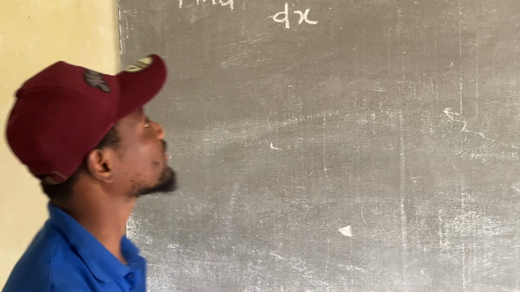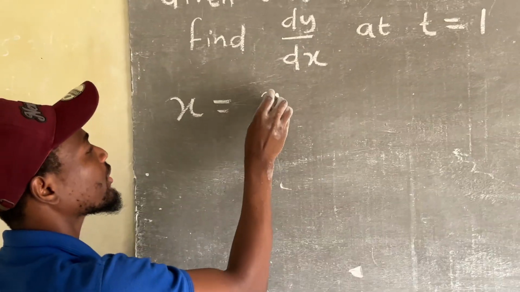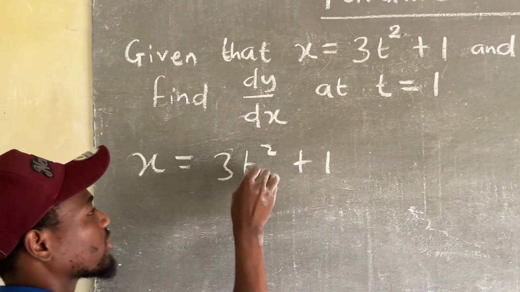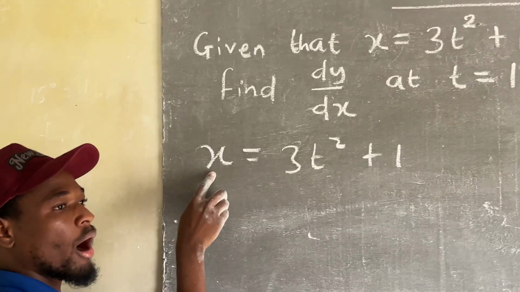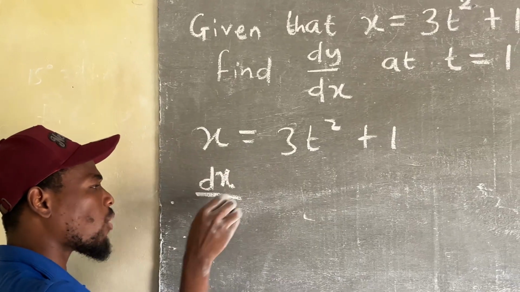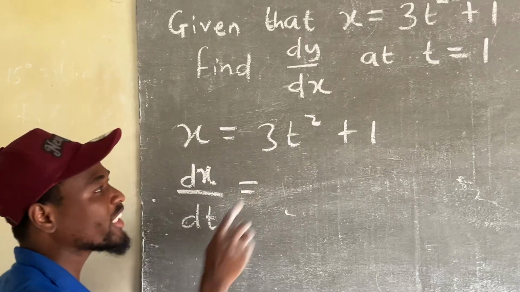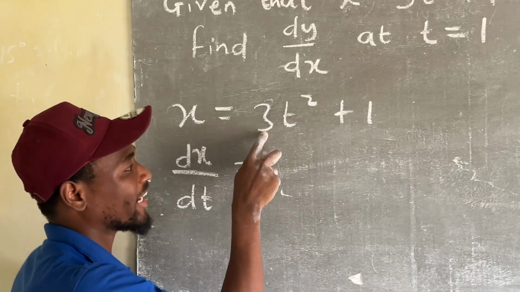So viewers, I have x is equal to 3t squared plus 1. Let me tackle x first. Now, I'm differentiating with respect to t. So I have dx over dt, which is equal to, using the power rule, 3 times 2 is 6.